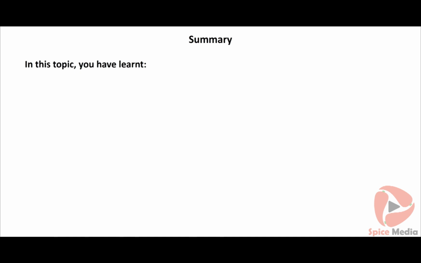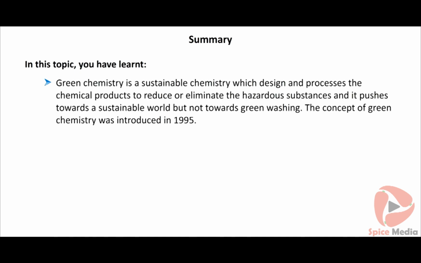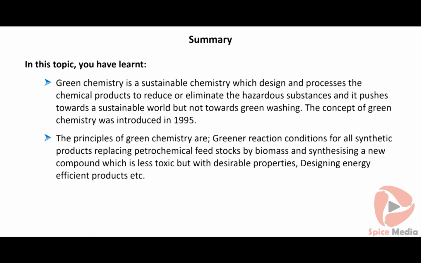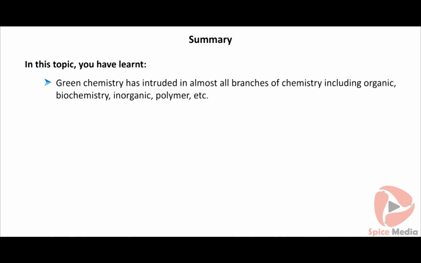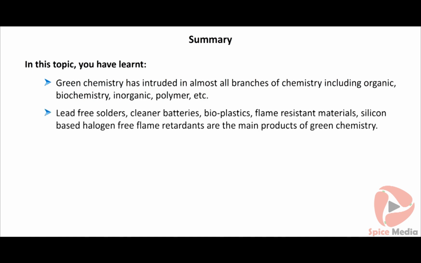In this topic, you have learned green chemistry is a sustainable chemistry which designs and processes the chemical products to reduce or eliminate the hazardous substances, and it pushes towards a sustainable world but not towards greenwashing. The concept of green chemistry was introduced in 1995. The principles of green chemistry are greener reaction conditions for all synthetic products, replacing petrochemical feedstocks by biomass and synthesizing a new compound which is less toxic but with desirable properties, designing energy-efficient products, etc. Green chemistry has intruded in almost all branches of chemistry, including organic, biochemistry, inorganic, polymer, etc. Lead-free solders, cleaner batteries, bioplastics, flame-resistant materials, silicon-based halogen-free flame retardants are the main products of green chemistry.